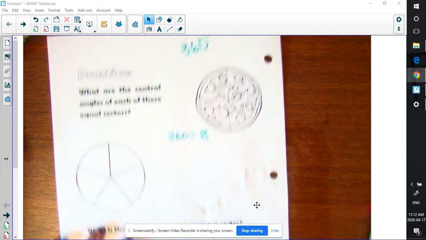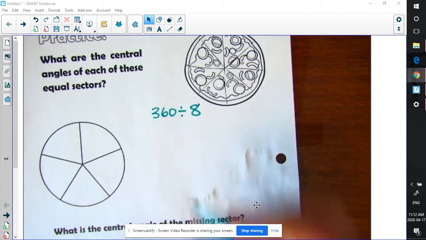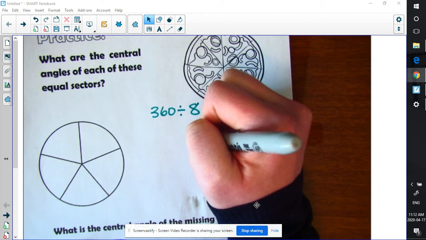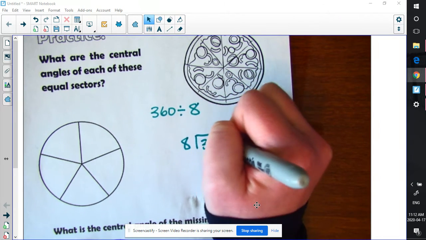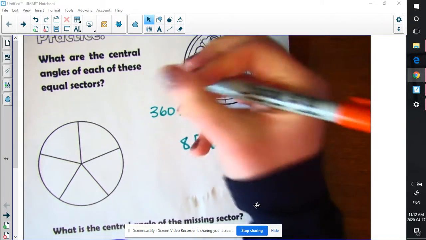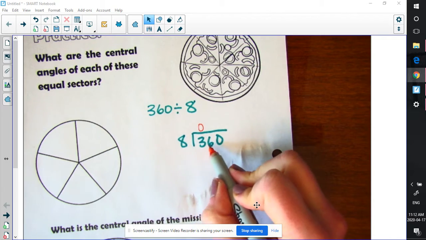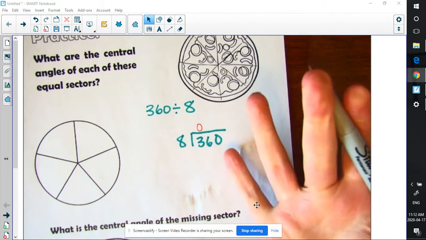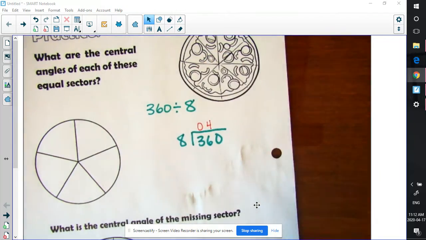So let's set up this division problem. To do 360 divided by 8, you set it up like this: 8 on the left, 360 inside the division symbol. Then we ask ourselves, can we put 8 into 3? No, so you put a 0. Can we put 8 into 36? Yes, we can. We can do that 4 times. So we're going to put a 4 up top.